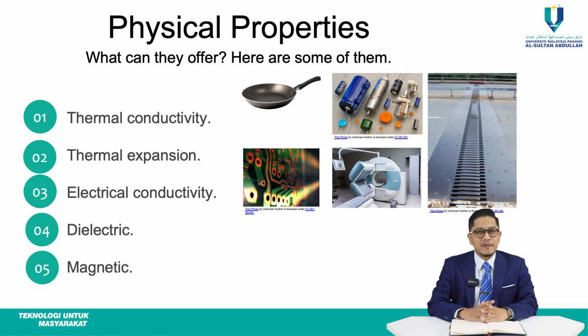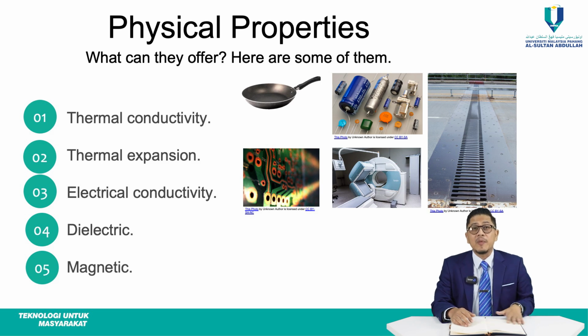Physical properties refer to how a material behaves under certain conditions such as temperature or pressure. And one important physical property is thermal conductivity. This property describes how well a material conducts heat. Materials with high thermal conductivity such as metals are used in applications like heat exchangers and cooking utensils. Materials with low thermal conductivity like ceramics and plastics are used for insulation.